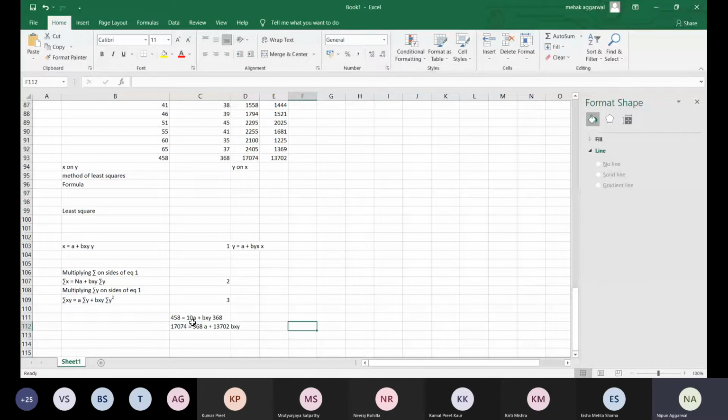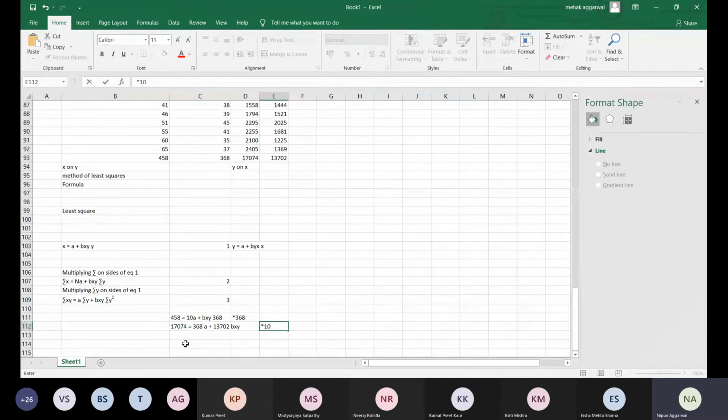Fine enough. So you will have two equations and two variables: one is a and one is bxy. So you have to solve the simultaneous linear equations. How can you solve this? In simultaneous linear equations, we first have to eliminate one variable, whichever seems easier to eliminate. Here we can eliminate a. So this equation can be multiplied on both sides by 368 and this equation can be multiplied on both sides by 10, so that it becomes 3680 in both.